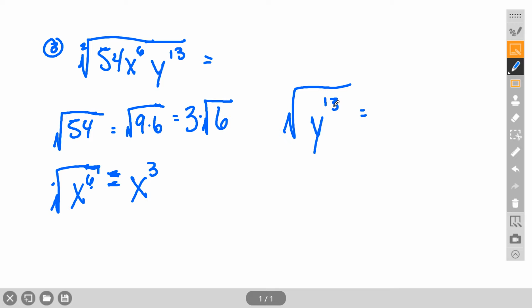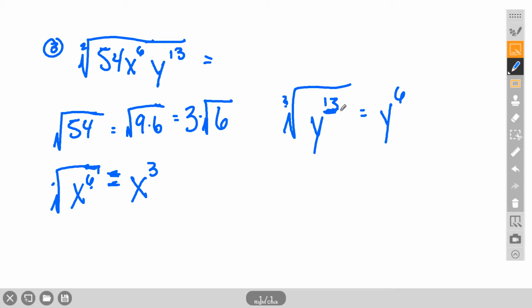Now, it's a little bit different when it doesn't divide evenly. You see that for y to the 13th, if you divide 13 by 2, it doesn't go in evenly. It has a remainder, and that's actually okay. Any remainder that you have is how many factors will still be underneath the radical. So when you divide 13 by 2, you can take 6 y's out because 2 goes into 13 6 times. But 2 times 6 is only 12.